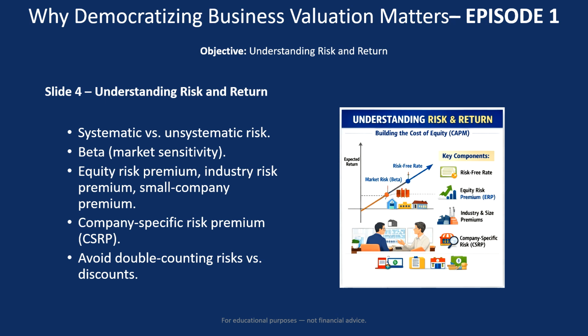Now, a critical warning about double counting. This is where a lot of valuations go wrong. If you already apply a CSRP, which is the company-specific risk premium, for say customer concentration risk, you cannot then also apply a marketability discount for the same reason. Risk captured in the discount rate and risk applied as a post-valuation discount must be kept separate. We'll come back to the detail when we cover DLOC and DLOM.